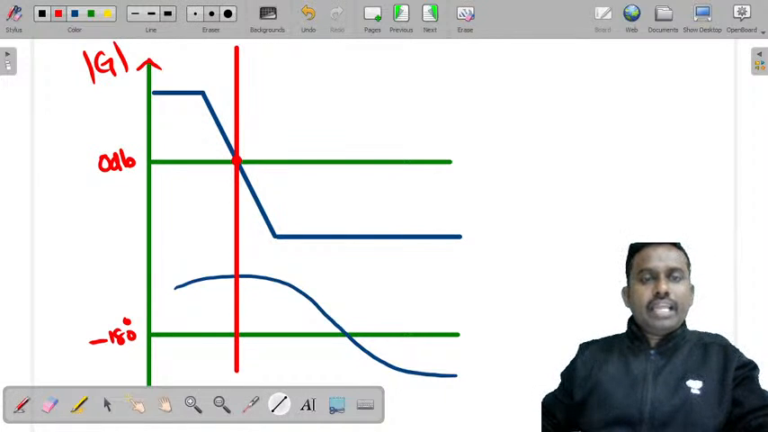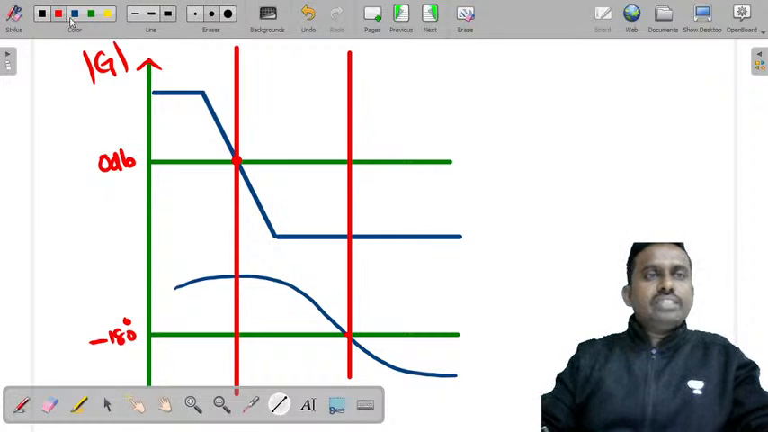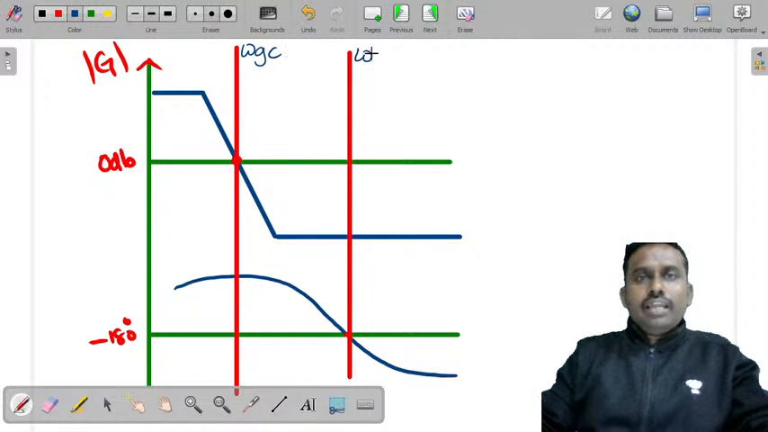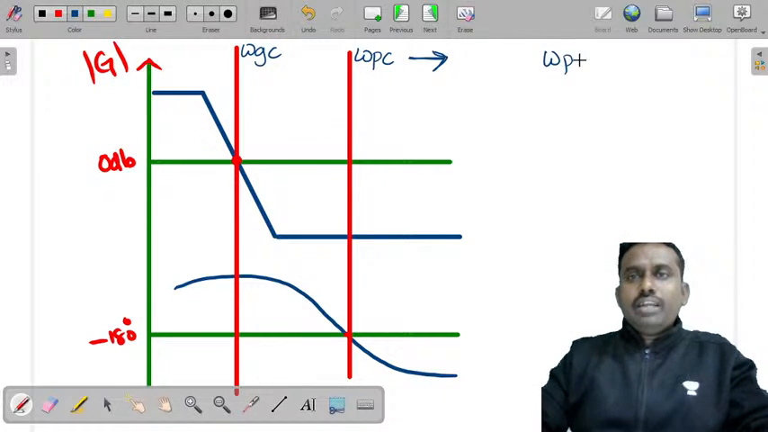Drop a line. Now what is this? This is the phase crossover frequency. Just drop a line from this point. The frequency at which the magnitude plot intersects 0 dB is the gain crossover frequency. So I can write it as omega GC, and this is omega PC. As you know, frequency is increasing from left to right. Can I say omega PC is greater than omega GC, or omega GC is less than omega PC?